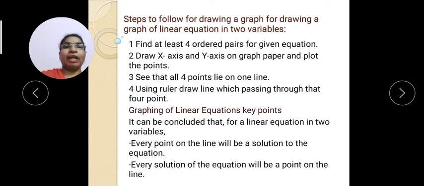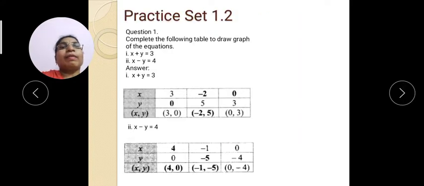Every solution of the equation will be a point on the line. If you find another solution by substituting a different value of x, you will get a different value of y. That is also a solution of the given equation. It means that that point is on the line.